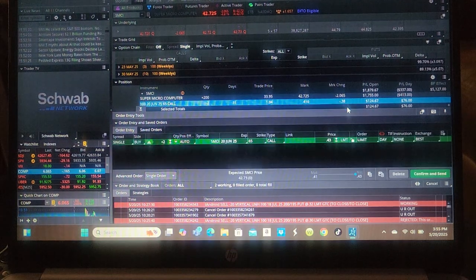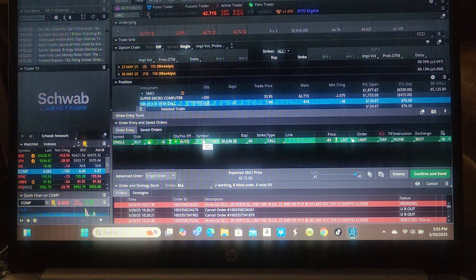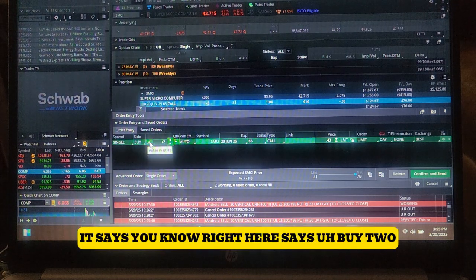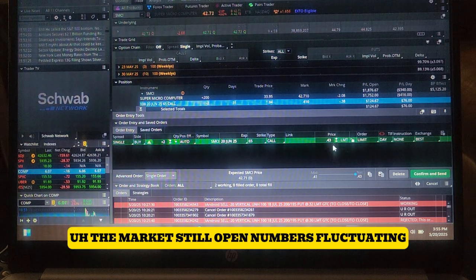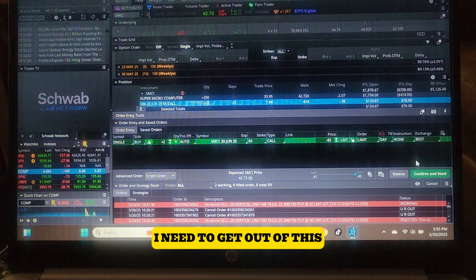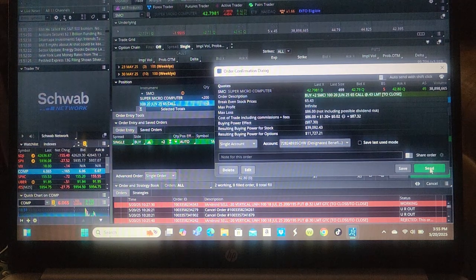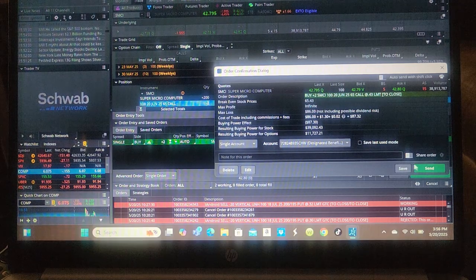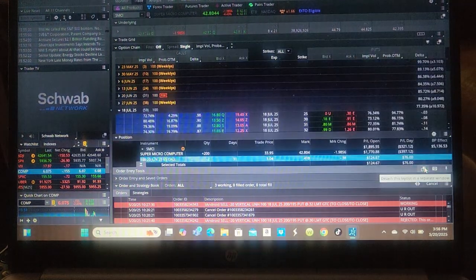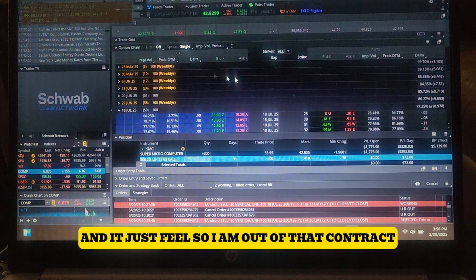Click on that. And this is what pops up. It's, right here it says buy 2. Make sure everything's correct. That's a $65 call. The market's still open. Numbers fluctuating. I need to get out of this. Click confirm and send. And once you are sure that this is what you want to do, you hit send. And it's just filled. So I am out of that contract.